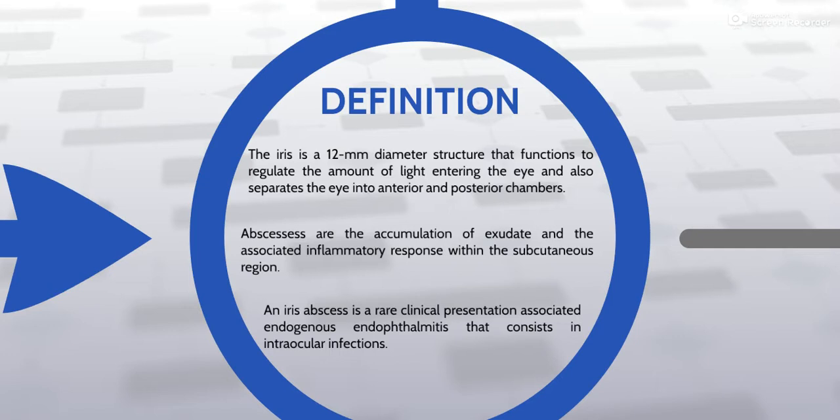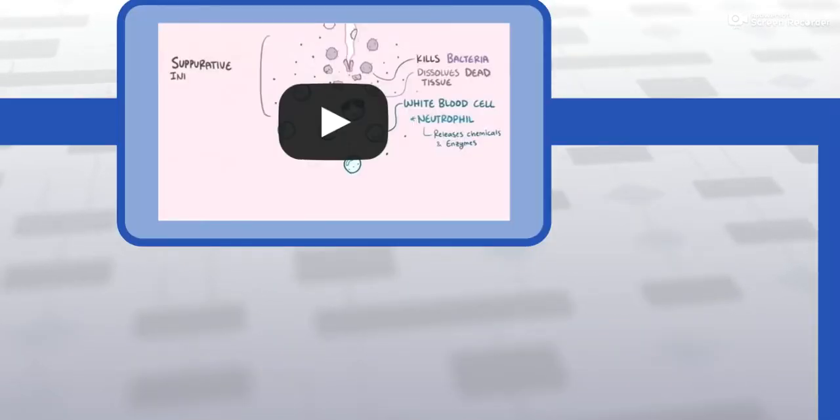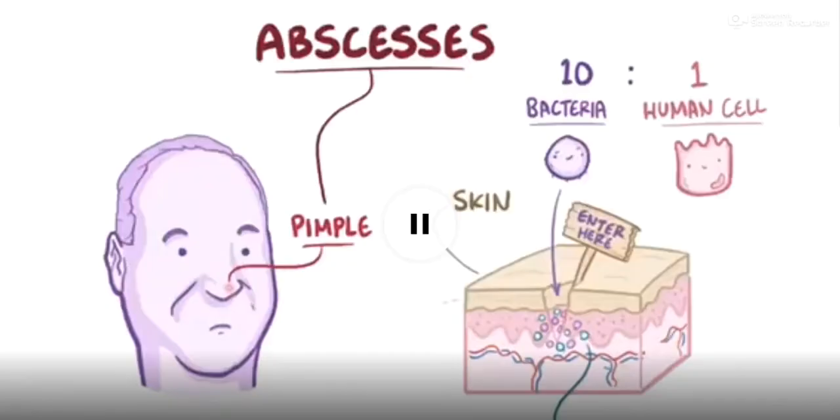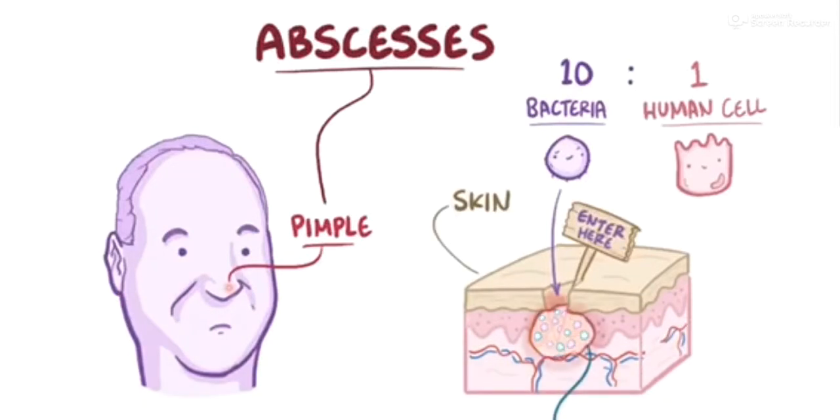With respect to the whole term, an iris abscess is a rare clinical presentation associated with endogenous endophthalmitis that consists of intraocular infections. And a battle ensues, with the result being pus, a mixture of bacteria, immune cells, and dead tissue.